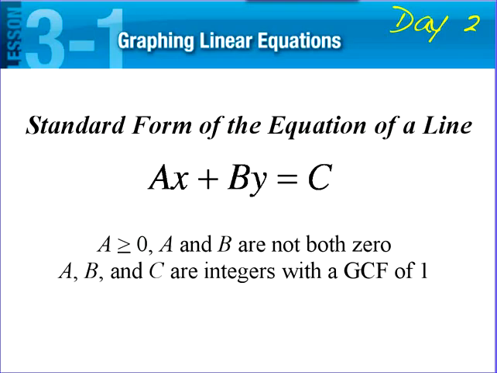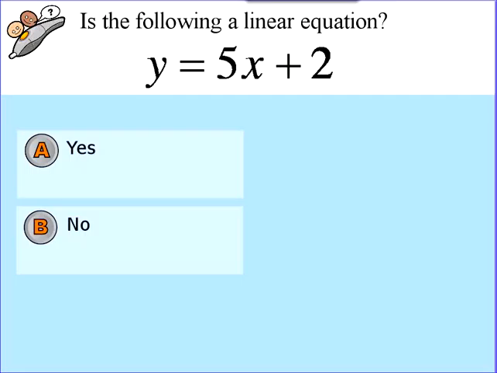Because this is the thing, if they were both 0, you would get 0 over here and it equals a number. You can't do that. And then A, B, and C are integers with a GCF of 1, which basically means that A, B, and C can't be divided by the same number. Okay, so they only have a GCF of 1. So let's review a little bit, and let's start with this.